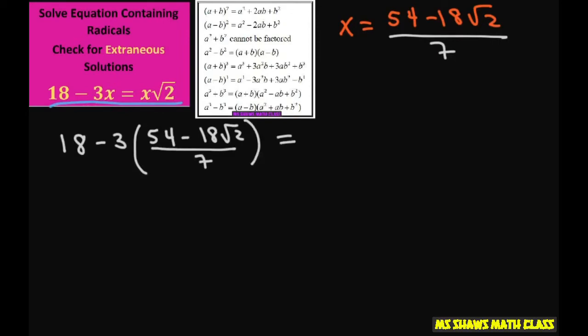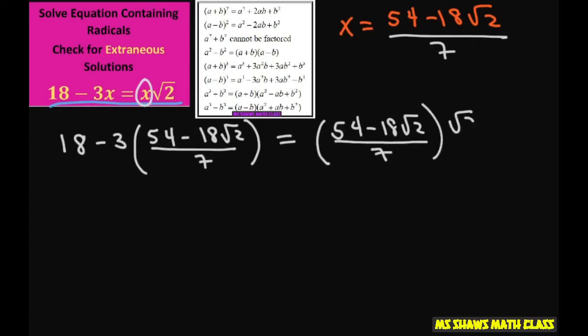Does that equal, and then we're doing this x, and that's 54 minus 18 square root of 2 divided by 7 times square root of 2. You can put the square root of 2 in fraction form if you like. Now we have 18. Now I'm going to go ahead and make this over 7. So 7 times 18 is 126. So I'm just going to make my common denominator that.